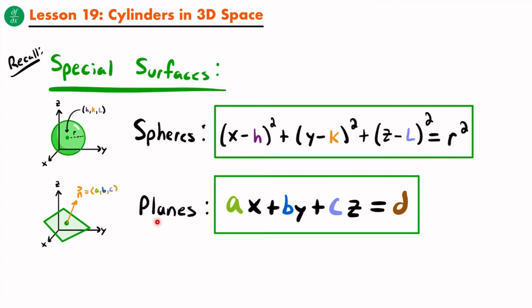And then for planes, these are probably the most basic type of surface that we work with. Remember that we like to think of a plane as a sheet of paper that extends forever within 3D space. And the equation of a plane involves all three variables x, y, and z, where they are each raised to a power of 1. Or in other words, all three variables are degree 1 variables.